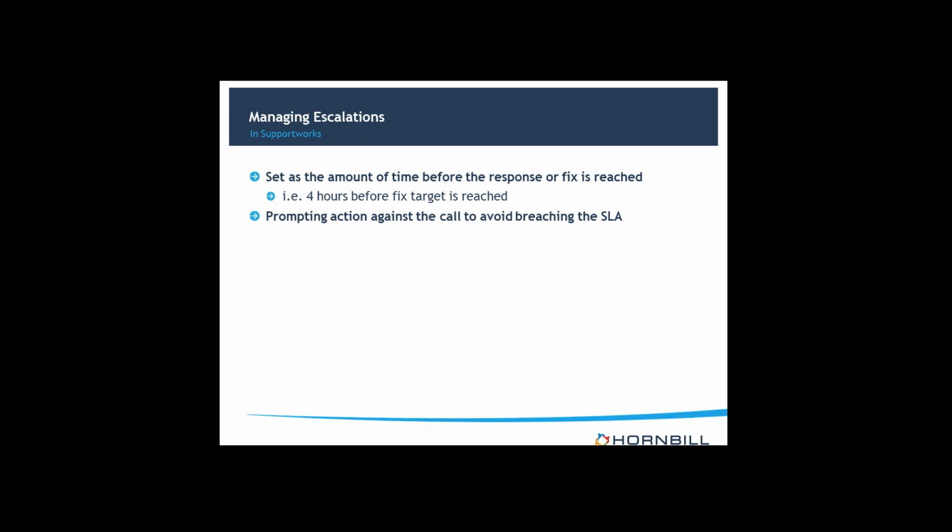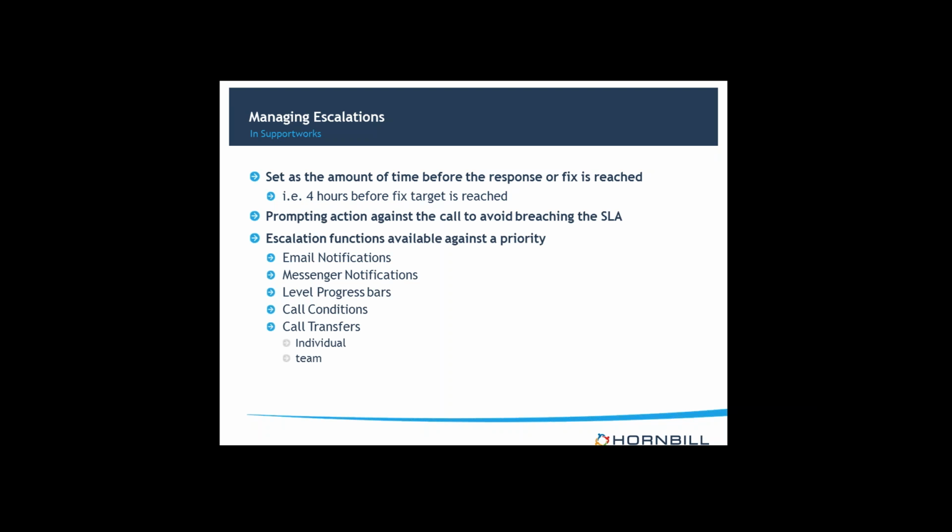So we can add that in. A priority can have multiple escalations at different times, whether it's against a call that's been unresponded or unresolved. Our times are set up to be the amount of time before the response or the fix is actually reached. So potentially 4 hours before the fixed target is reached, we have some sort of escalation that says, hang on a minute, you're getting quite close to missing the SLA, which gives us the ability to prompt some sort of action that enables us to work on the call and hopefully avoid it breaching its SLA.